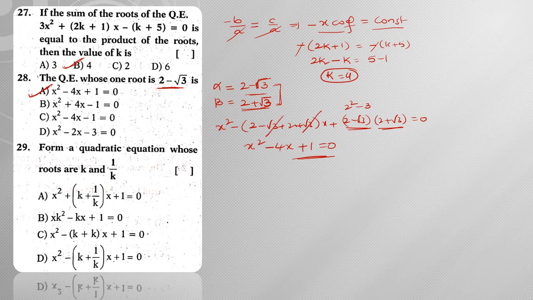Form a quadratic equation whose roots are k and 1 by k. So already we know the formula, x square minus of alpha plus beta, that is k plus 1 by k into x plus k into 1 by k is equal to 0. Now based on this, how can I write it as x square minus of k plus 1 by k into x plus, so here k, 1 is in numerator and 1 is in denominator, we can cancel them. Then I am going to get the option D as my answer.